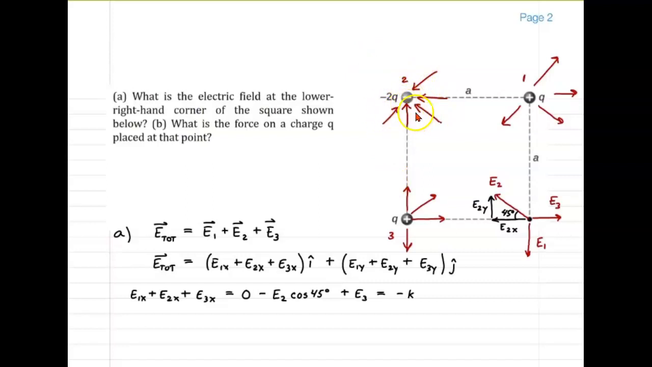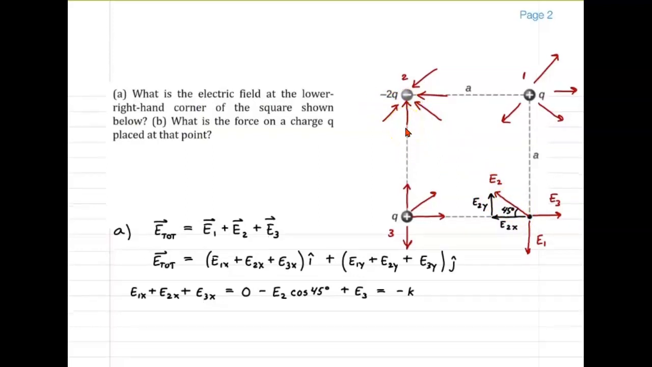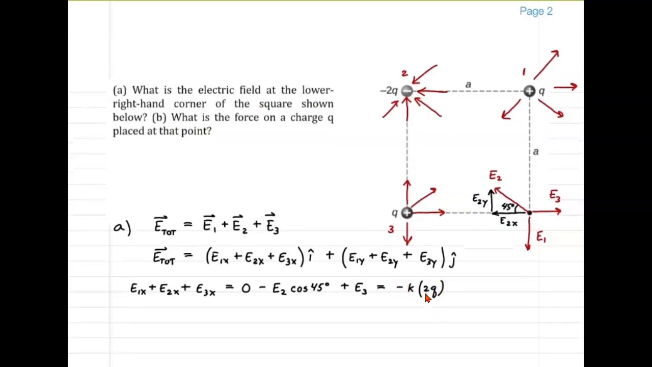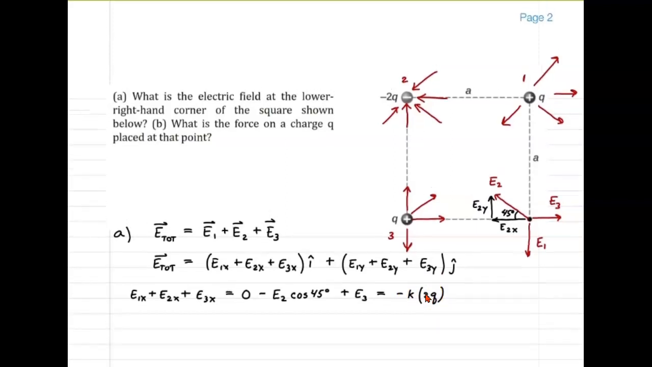Now we already accounted for the fact that it's a minus, right? That's why it's going towards up and towards the left. So we don't want to double count. We're just going to put down the fact that it's 2Q. Again, the minus sign has already been taken into account here, so we don't want to put another minus sign. That'll be a double negative and cause problems. So that's the formula. Remember, the formula for Coulomb's law is kQ over r squared. That's the Coulomb field for a point charge.